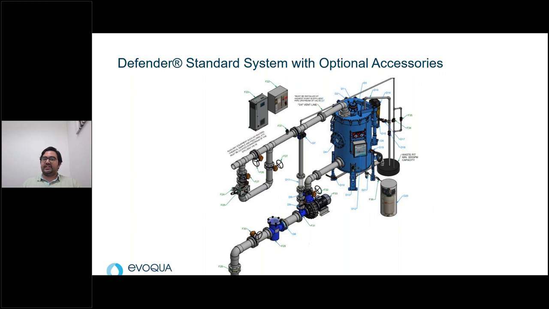In our current version, the system comes with a control panel and also a pneumatic valve skid that executes all the bumping process automatically, with remote monitoring capability as well. We also offer optional items like medium pressure UV that we typically pair together, and also a variable frequency drive as optional accessories.